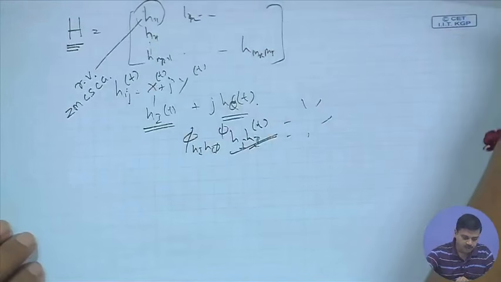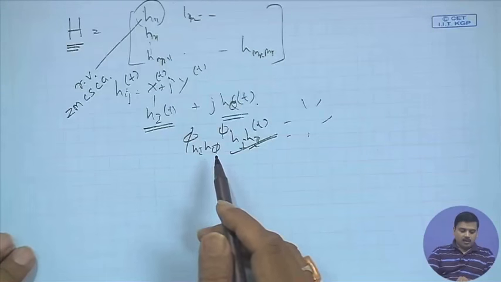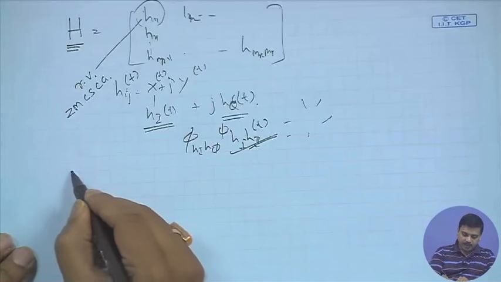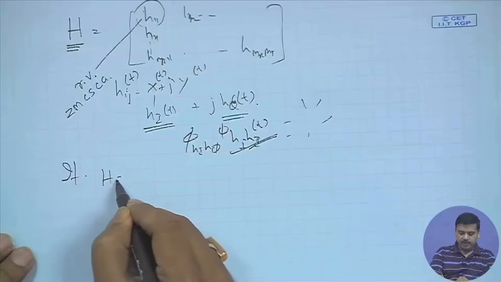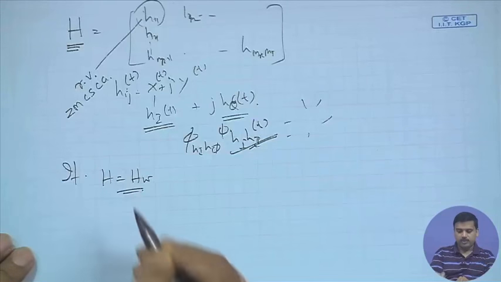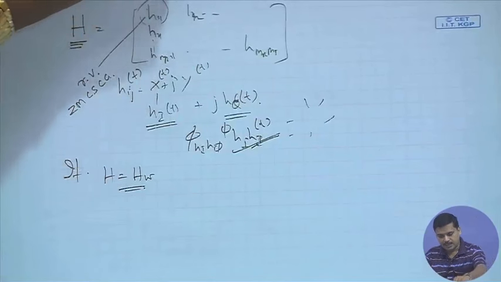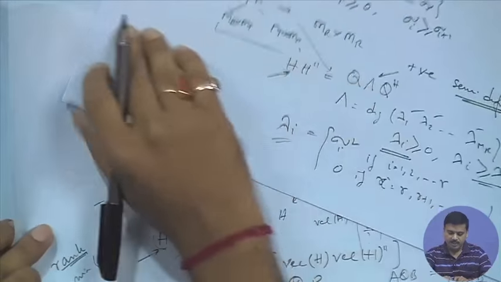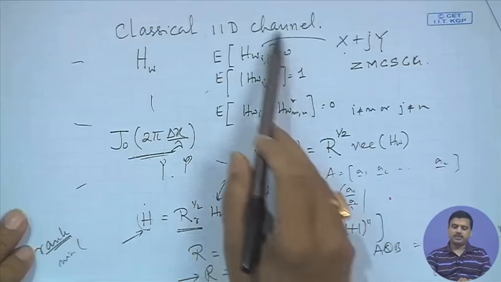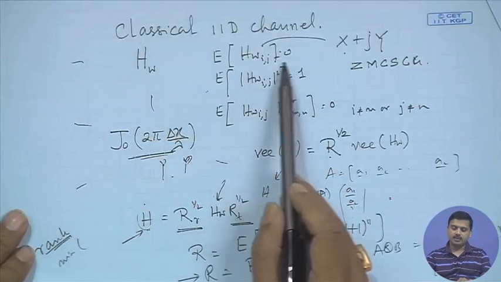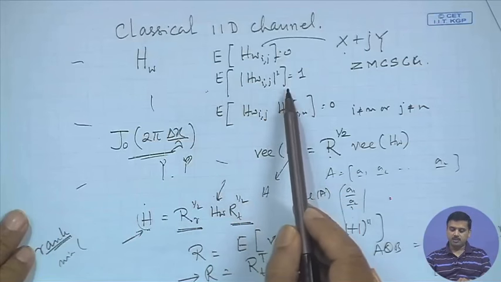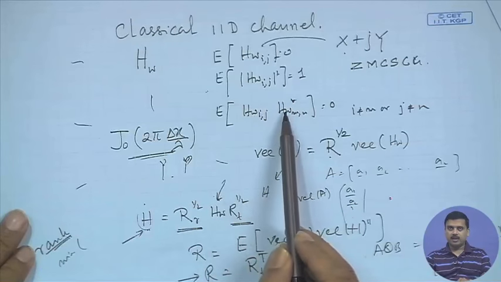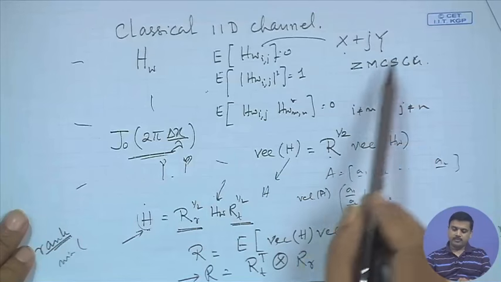Okay, so let us study the case where H is equal to Hw. That means I am talking about the classical IID channel, in which case I am referring to these conditions. That means each element has expectation 0, the power is 1, the elements are uncorrelated, and they are complex Gaussian.